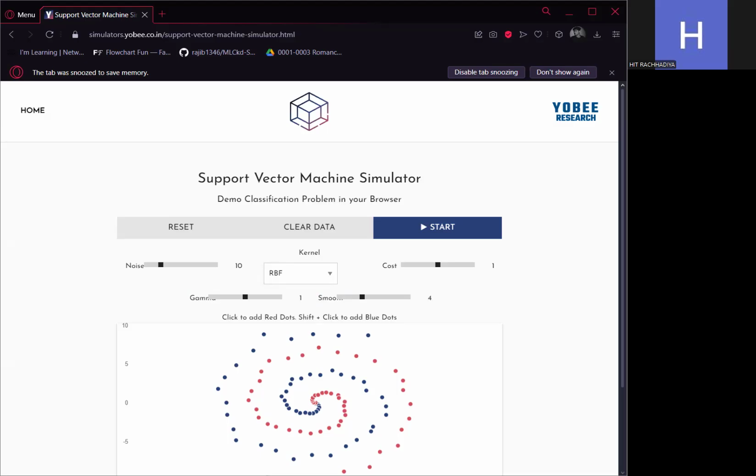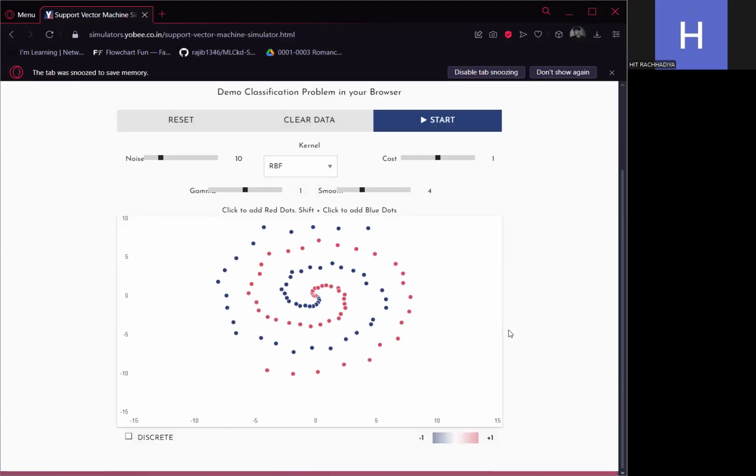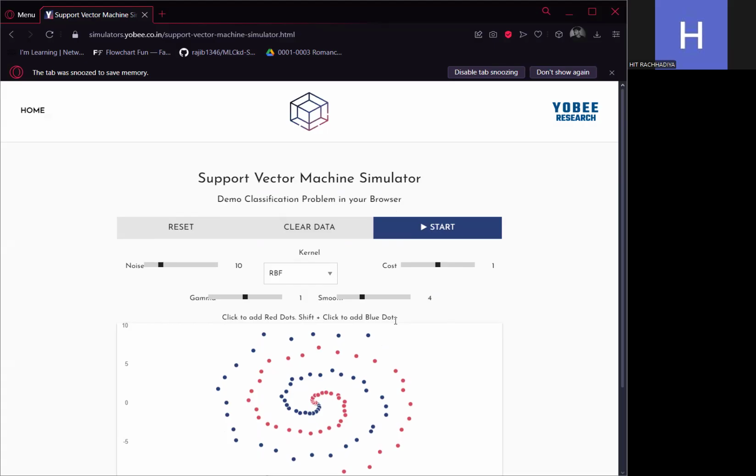So, fully connected artificial neural network, also known as the dense neural network. So, this is about the support vector machine. Sorry, I started explaining the ANN, but now let's see the simulation for support vector machine.